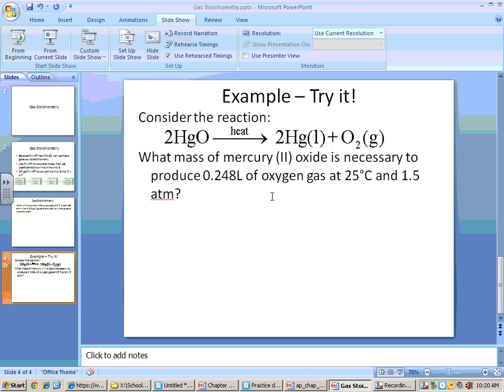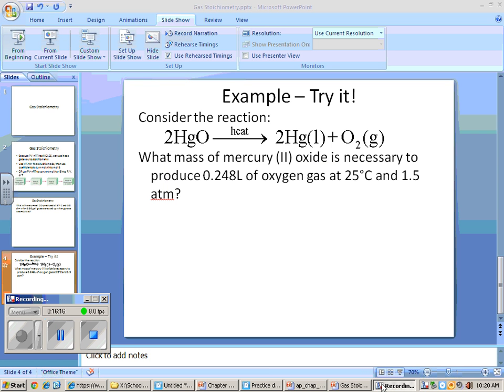So that is what you need to know about gas law stoichiometry. You need to feel very comfortable doing questions like this. If you have questions, please do not hesitate to ask.